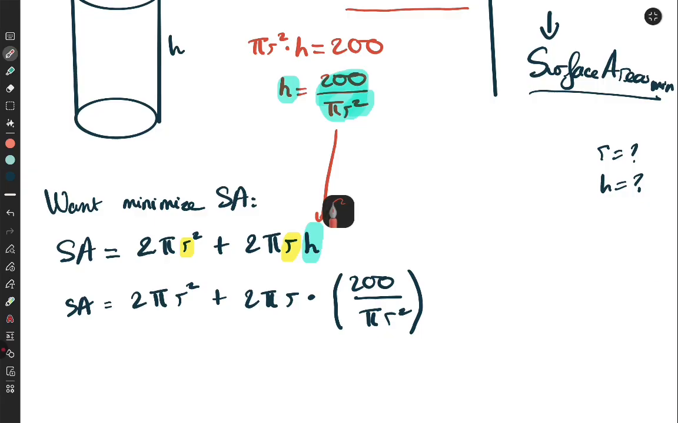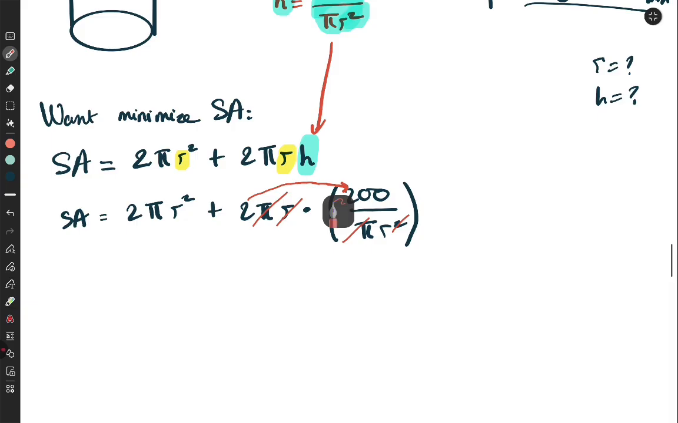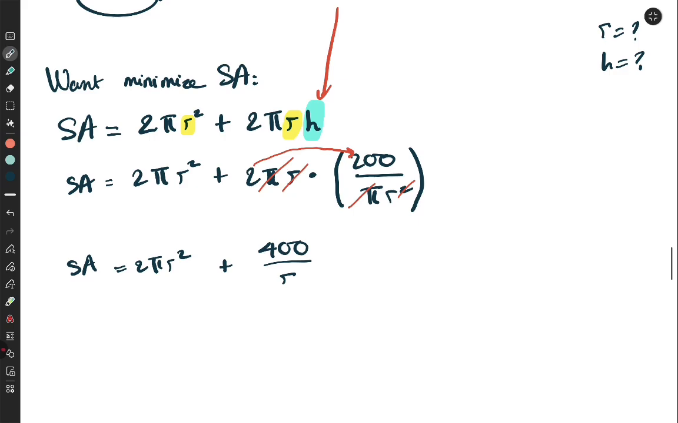Okay, simplify. Pi, right? 1 r on the top, 1 r on the bottom. Right, and so that number is 2 times 200. So I have 400 over r. And over here, 2 pi r squared. There you go. That's how you combine them.